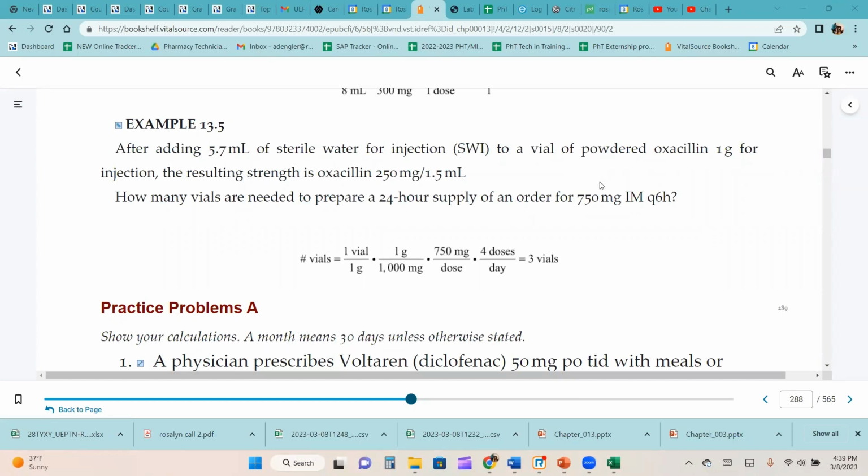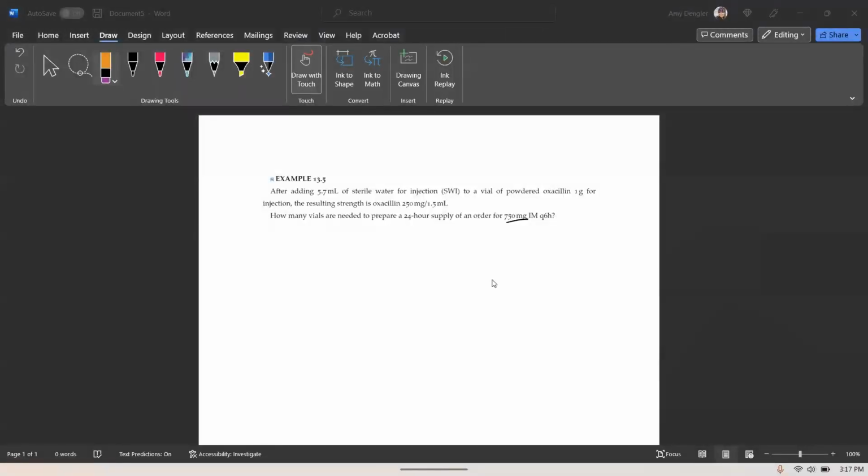Okay, we'll do example 13.5 now. After adding 5.7 ml of sterile water for injection to a vial of powdered oxacillin 1 gram for injection, the resulting strength is 250 milligrams per 1.5 ml. How many vials are needed to prepare a 24-hour supply of an order for 750 milligrams IM every 6 hours?